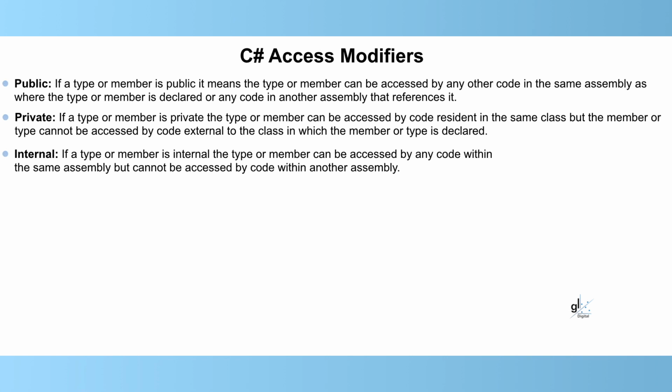Internal. If a type or member is internal, the type or member can be accessed by any code within the same assembly but cannot be accessed by code within another assembly.